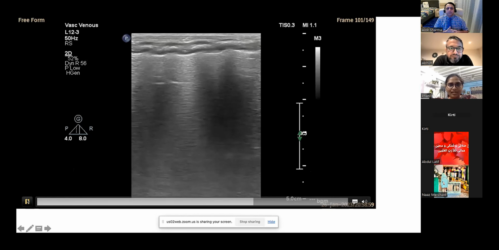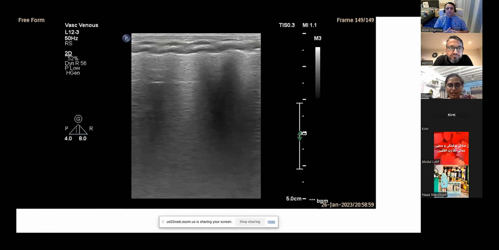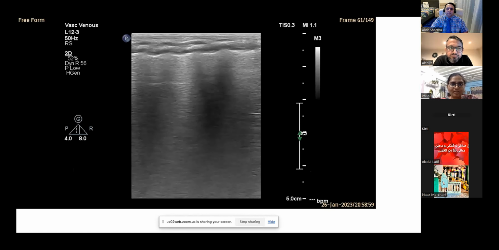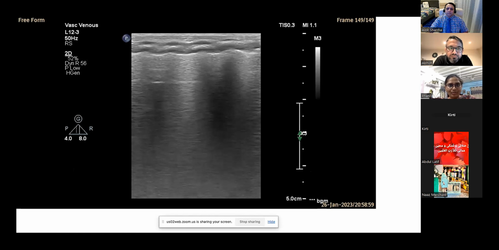Then this is the image which I've taken from the left L3 area. This is also showing a good pleural sliding. Pleura is well visible, but I could not make out any A lines. It is predominantly densely packed B lines, which I could appreciate.